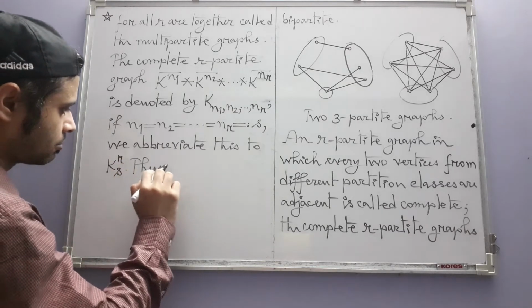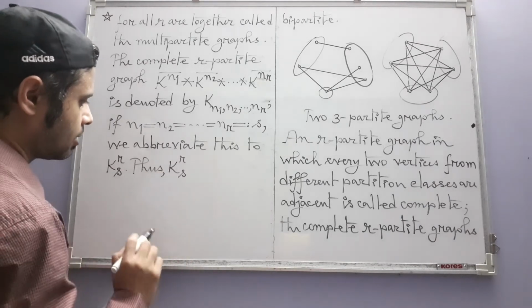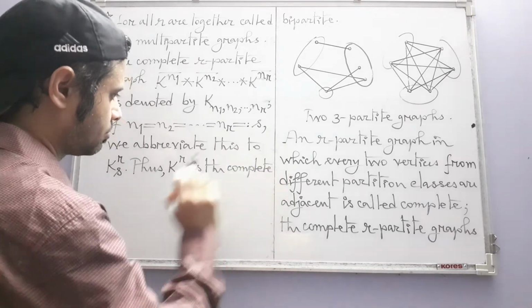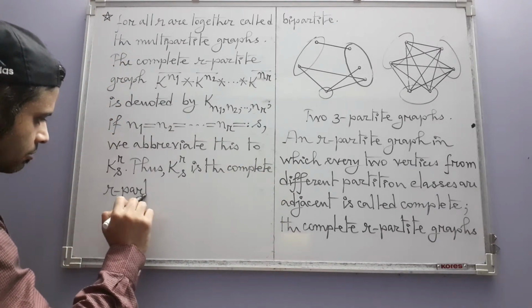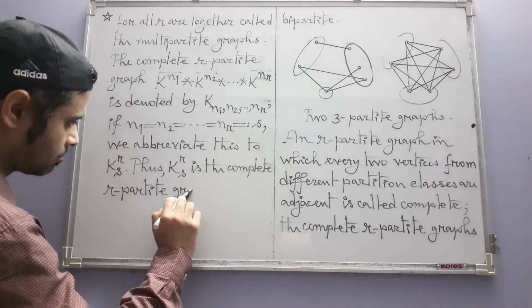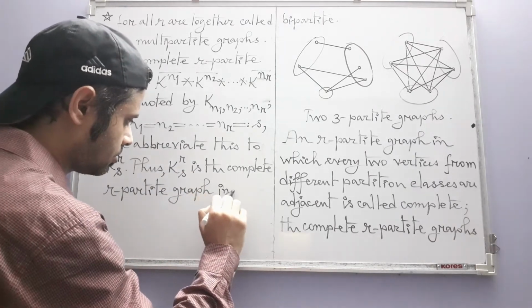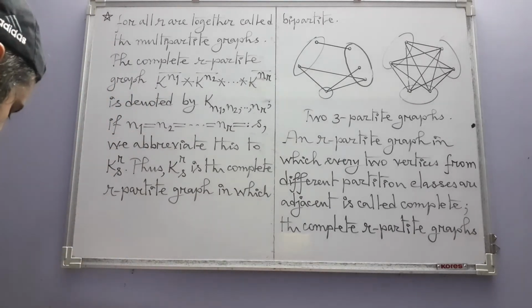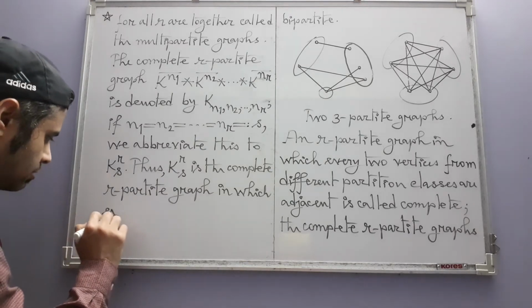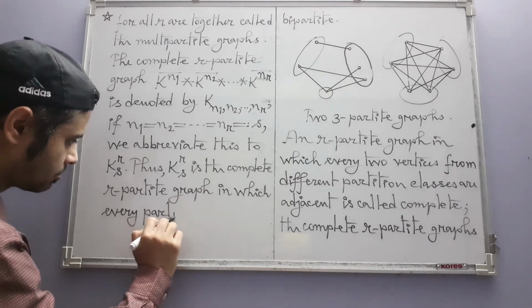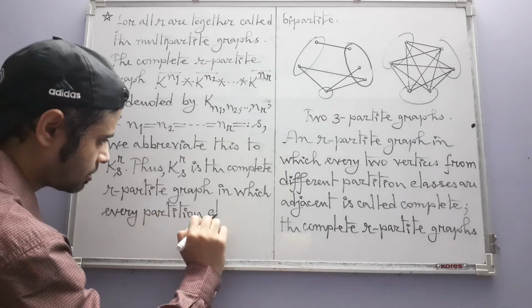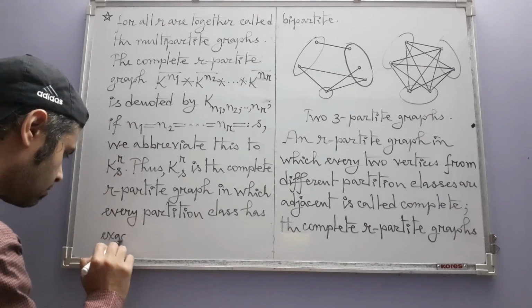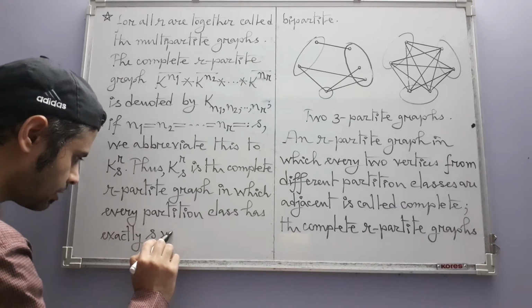Thus, K_s^r is the complete r-partite graph in which every partition class has or contains exactly s vertices.